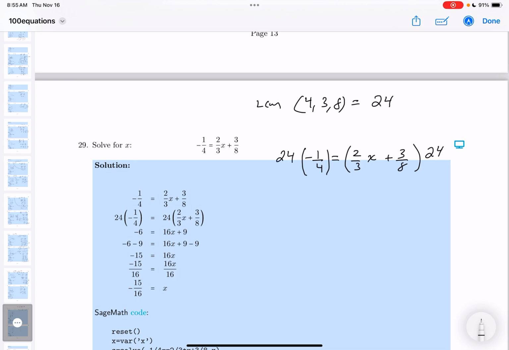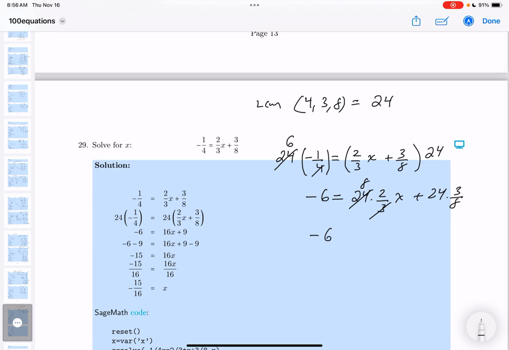Now on the left side, it's not so bad because 4 goes into 4 one time, and it goes into 24 6 times. So you're left off with minus 6. Let's do the right side, though, a little more complicated. It's 24 times 2/3 of an x plus 24 times 3/8. 3 goes into 3 once, goes into 24 8 times.